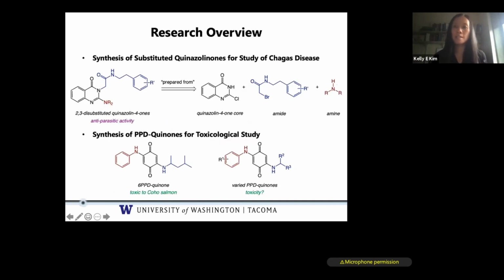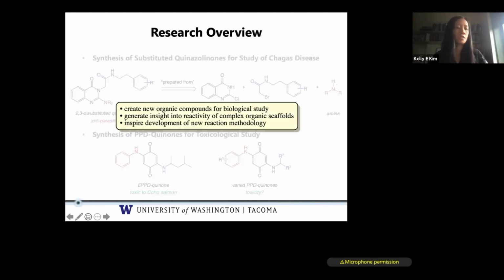And really, as a synthetic organic chemistry lab, what we do is we identify interesting targets. Let's say they have some interesting biological activity, such as anti-parasitic activity, which I'll talk about today, or maybe some negative property, like some sort of toxicity. And the purpose is really being able to create these compounds and, in collaborative efforts with biologists, study the biological activities of these compounds.